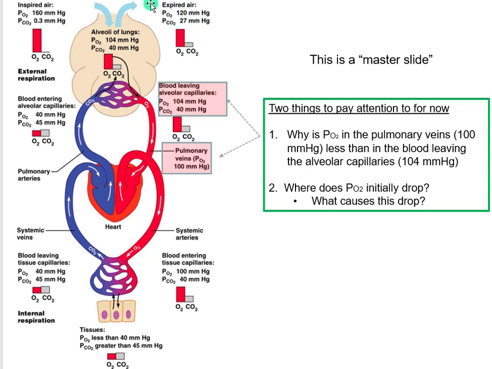At the very least, for right now, what I want you to see then is that true or false, in the expired air, when you breathe out, there's oxygen in there. And the answer is, yeah, it's true. I mean, you got 120 millimeters of mercury of partial pressure of oxygen. So you definitely have oxygen there.